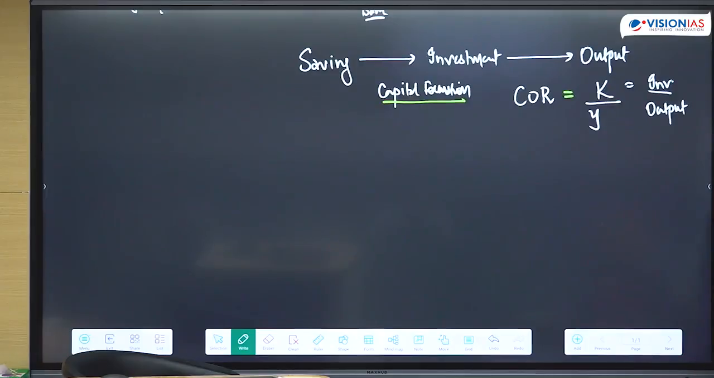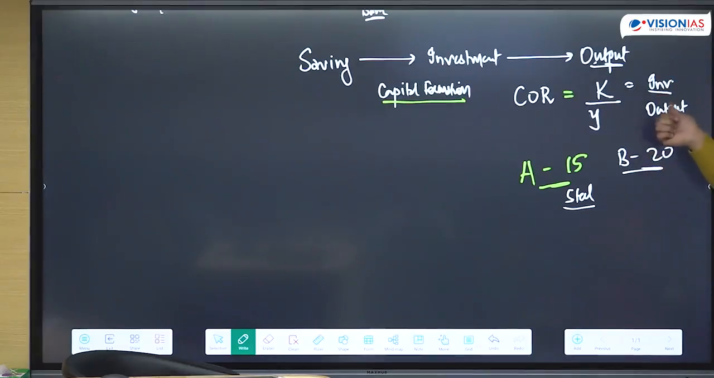This is the meaning of capital output ratio: how much capital investment is needed so that our output generation is 1 unit. For example, if I am starting from scratch, if I want to build a steel industry, country A has a capital output ratio of 15, country B has a capital output ratio of 20. They are producing steel. So what is the meaning of A is 15 and B is 20? B has a higher capital output ratio as compared to A. What do you mean by this? That in country B, more money is required to generate 1 unit of steel. That means if they are producing the same quantity, the same commodity, B is less productive in using its resources.